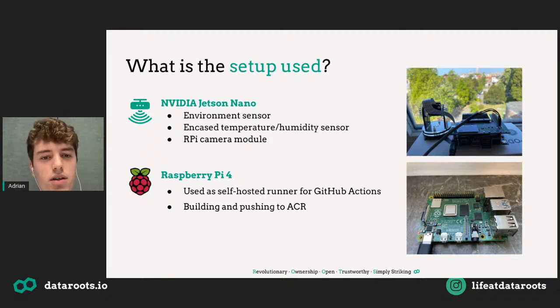And then on the other hand, we have a Raspberry Pi. So we use a Raspberry Pi basically as a self-hosted runner for GitHub Actions. This is something more provisional, because in production you can always use a runner by GitHub. But in our case, we already had a Raspberry Pi, and we had problems finding a runner from GitHub that runs on an ARM architecture. So the Raspberry Pi was perfect for that, and we have full control of it. So we use it to build and push the images to ACR, the Azure Container Registry.